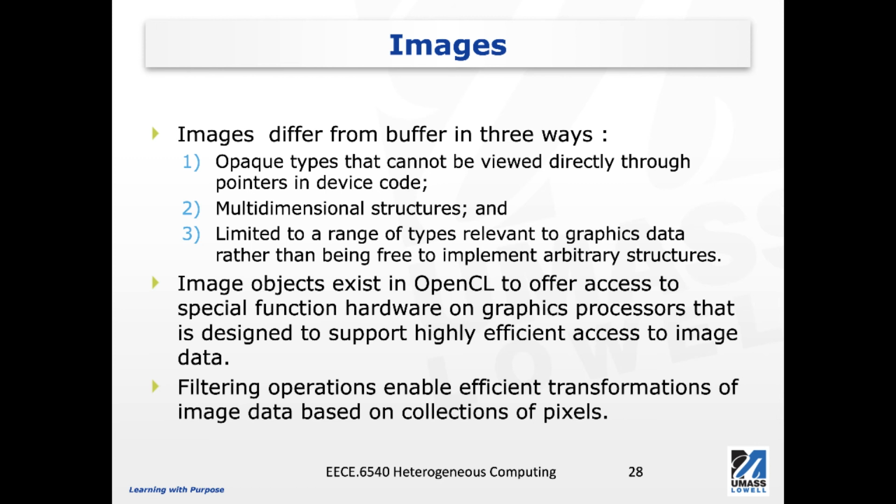Images are different from buffers in several ways. They are opaque data types that cannot be viewed directly through pointers. They are multi-dimensional structures and have a limited range of types for graphics data, rather than being free to implement any arbitrary data structures. Image objects offer access to special function hardware on graphics processors or on FPGAs to support highly efficient access to image data. There are specific filtering operations that allow efficient transformation of the image data based on the pixels.